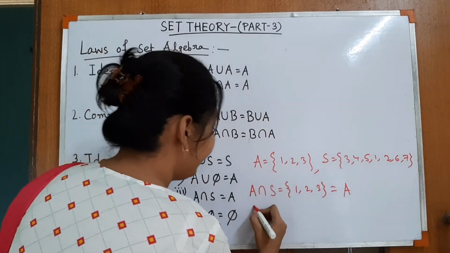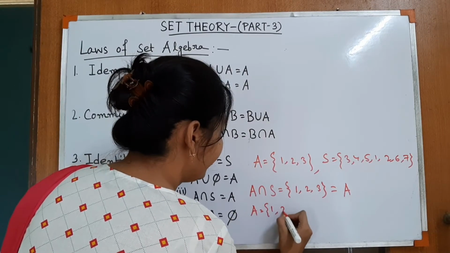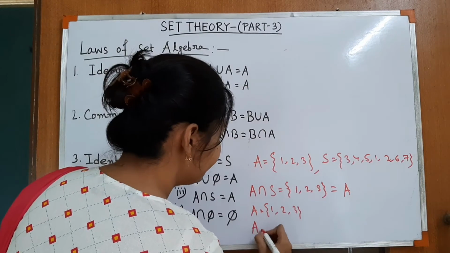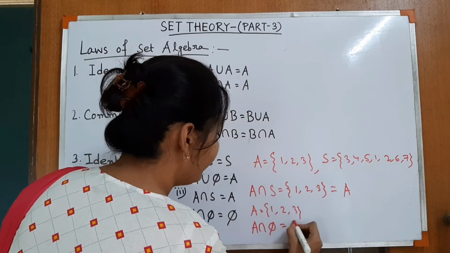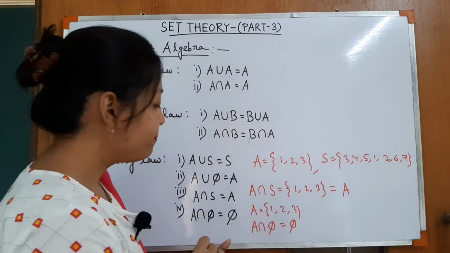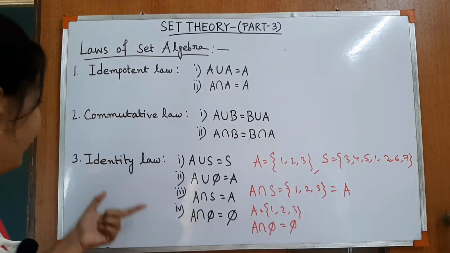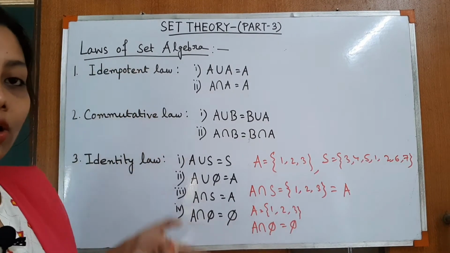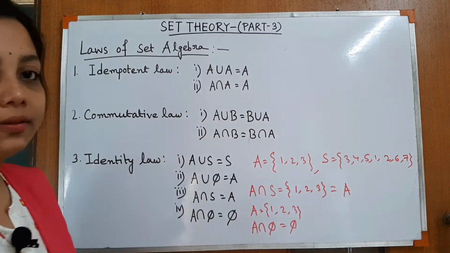Next, if we take a set A equal to {1, 2, 3} and phi is the null set, then the intersection of A and phi always gives phi. Okay, this is our identity law, and this is our commutative law, and this is our idempotent law. So note down this whole portion.